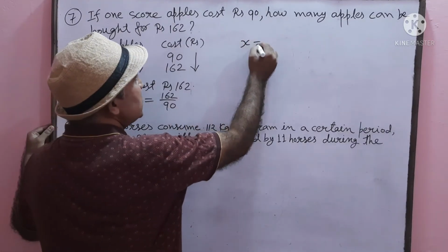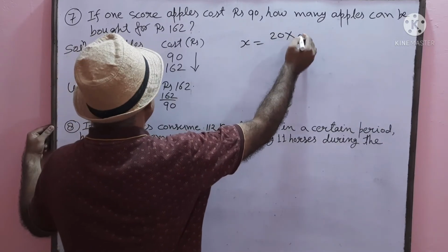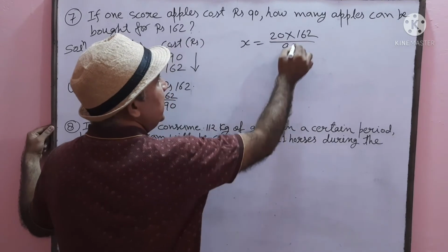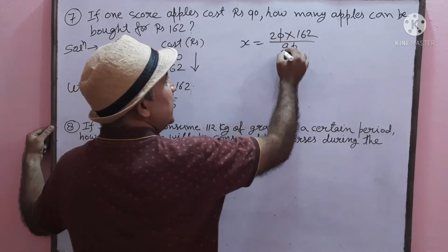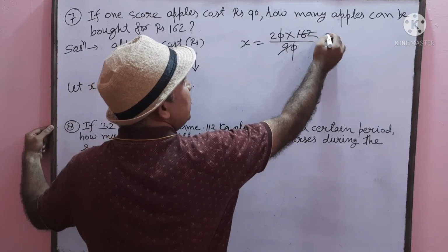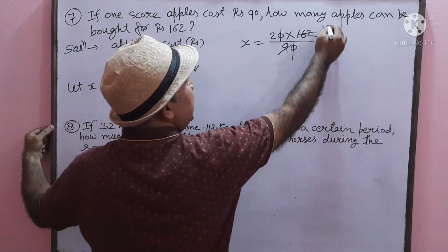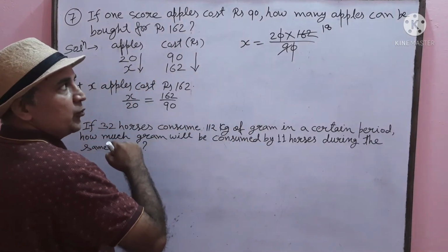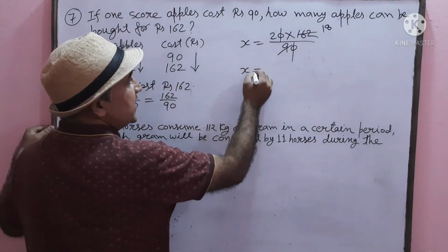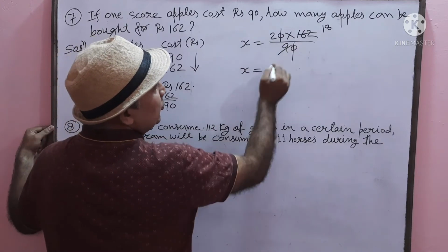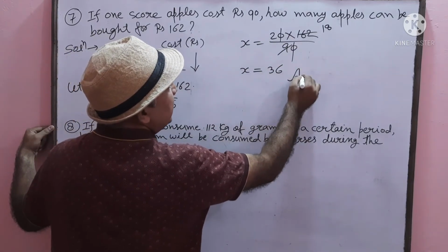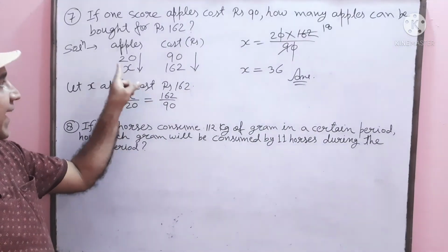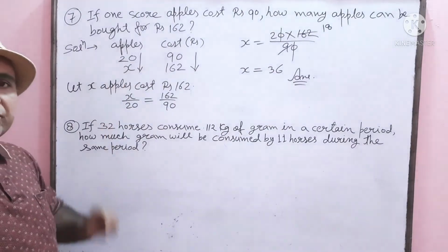Now by cross multiplication, X is equal to 20 into 162 upon 90, 0 to 0 cancel. Dividing 162 by 9: 9 1s are 9, 9 8s are 72, 18 9s are 162. You can see this. That means X is equal to 2 into 18, that is 36. That means 36 apples can be bought for rupees 162.